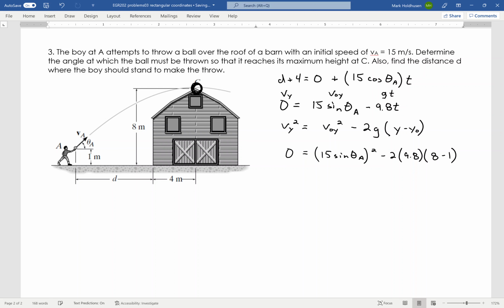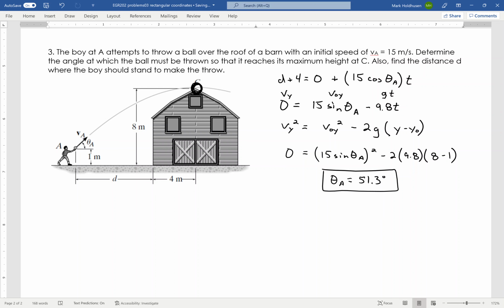So using the fact that I want my curve to peak there, so my velocity at that point is 0, I can figure this out. I know my positions, I know gravity. The only thing I don't know is theta. I can solve for that theta using a calculator: 51.3 degrees.